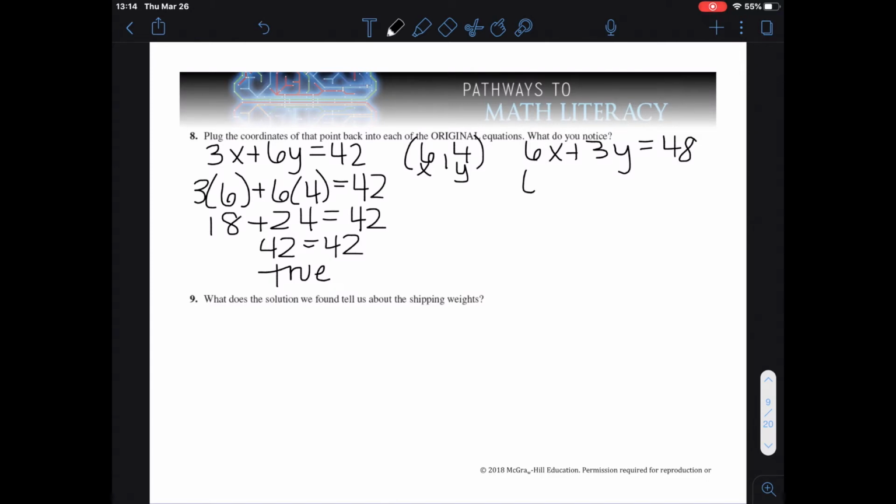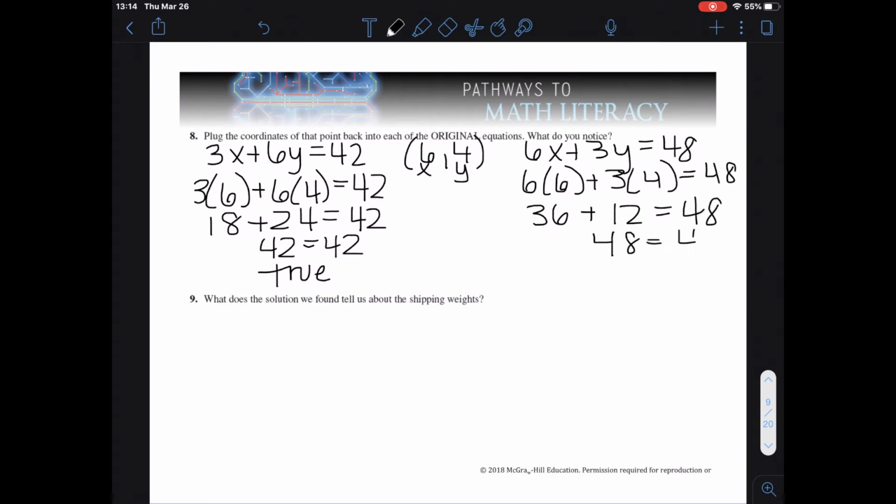If you do the same, you get 6 times 6 plus 3 times the y value, which is 4. That needs to equal 48. 6 times 6 is 36. 3 times 4 is 12. So indeed, we get 48 equals 48. So you get another true statement.